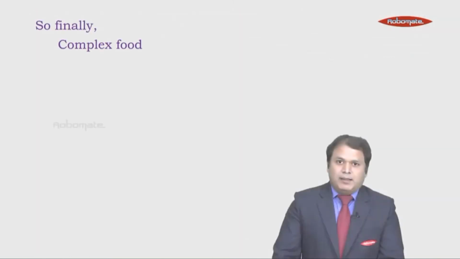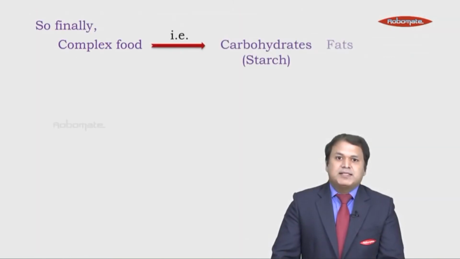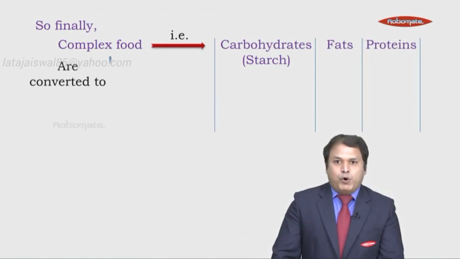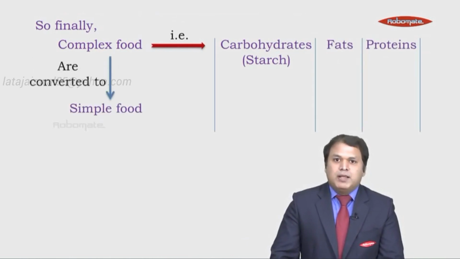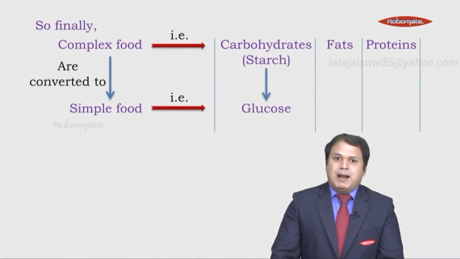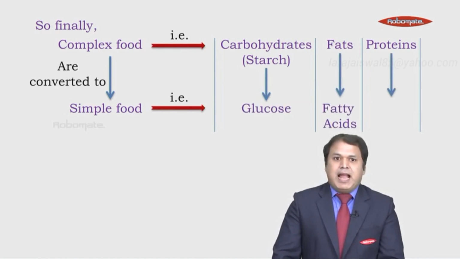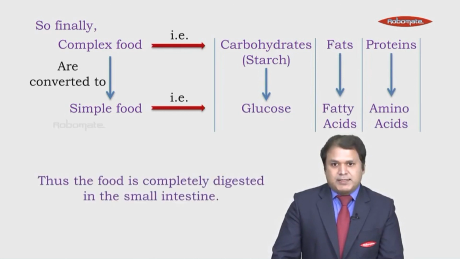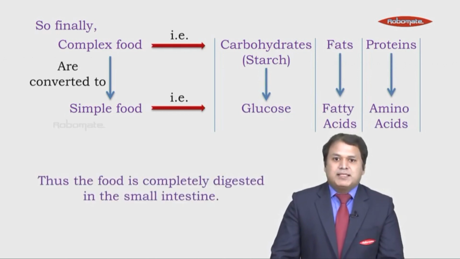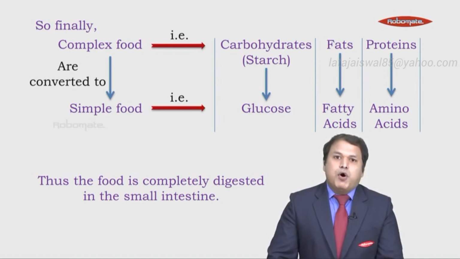So finally, the complex food, that is carbohydrates, fats and proteins, are converted to simple food, that is carbohydrates into glucose, fats into fatty acids and proteins into amino acids. Thus the food is completely digested in the small intestine.